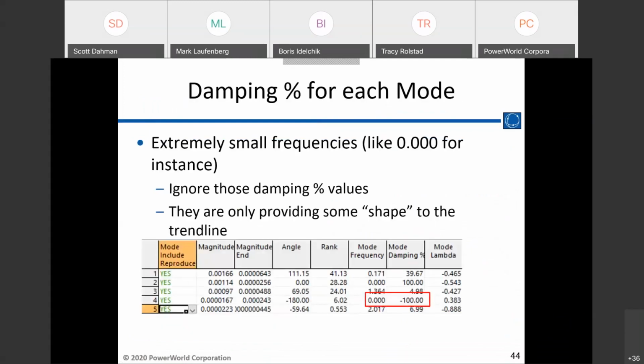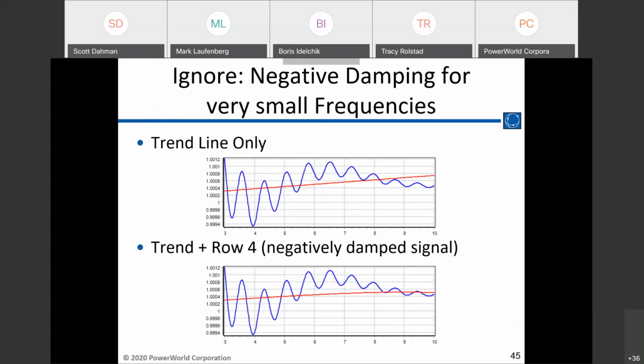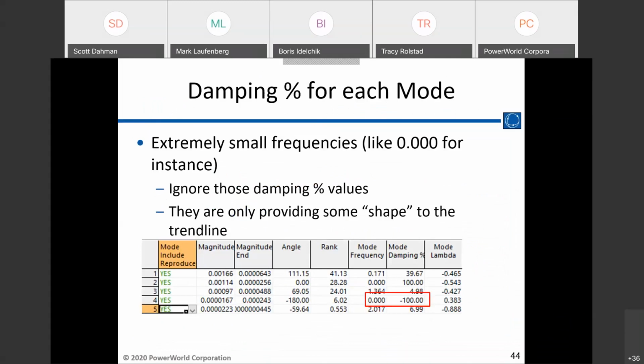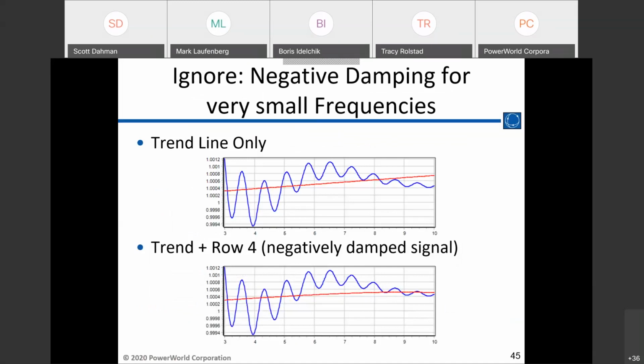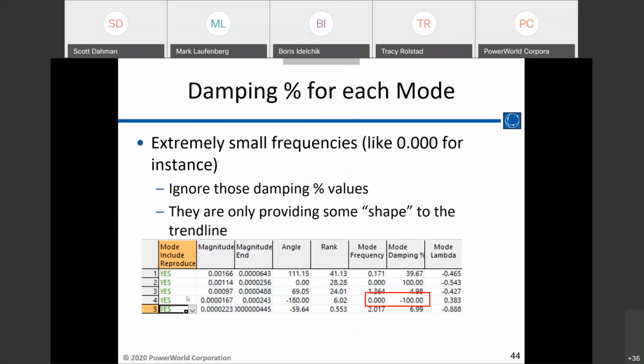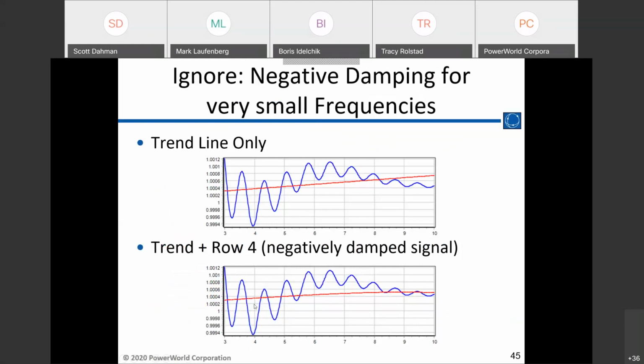All right, I skipped over these 0 frequency modes. So what exactly do those mean? All that modal analysis is a bunch of mathematics. So when we get the results back as engineers, we have to look at it and ask, what does this really mean? So the 0 frequency modes are really just matching the trend. If you look at it, the trend line was just a straight line. And what including this particular undamped 0 frequency mode is doing is it's just bending that line a little bit.